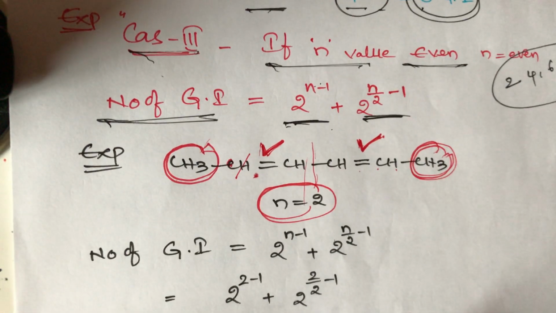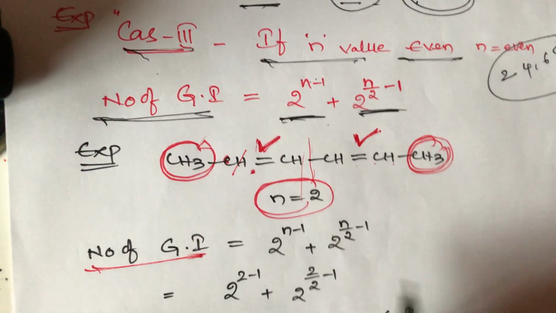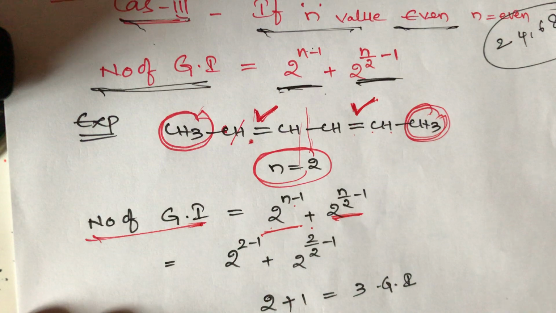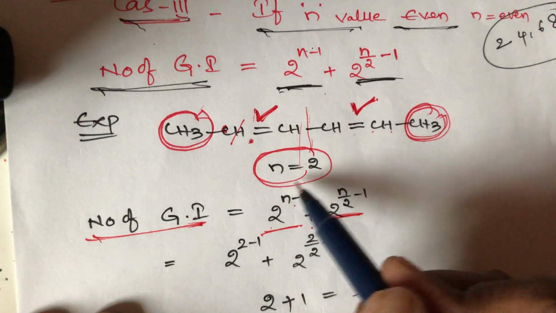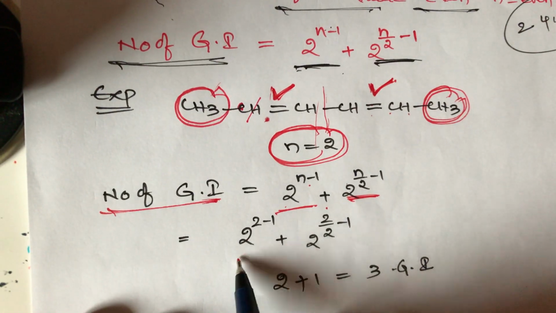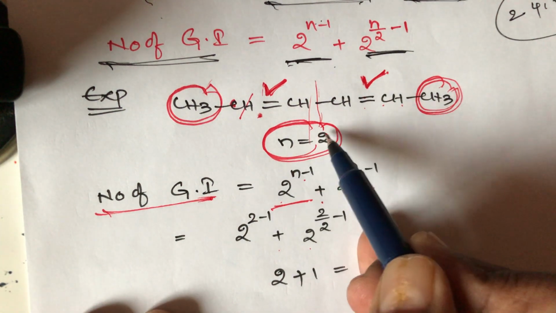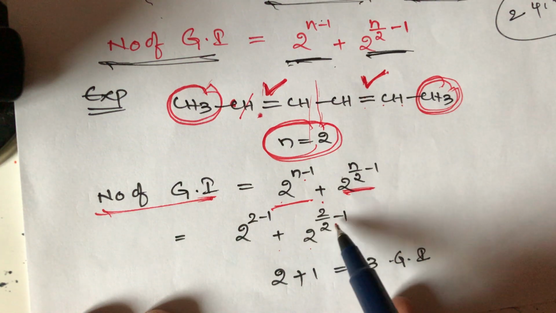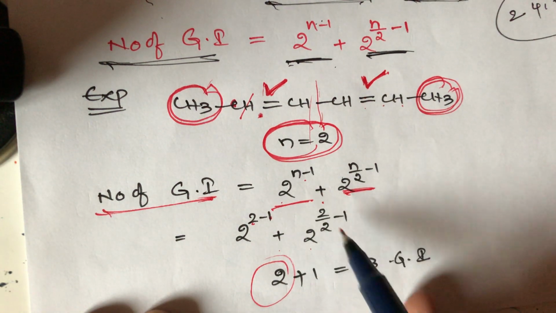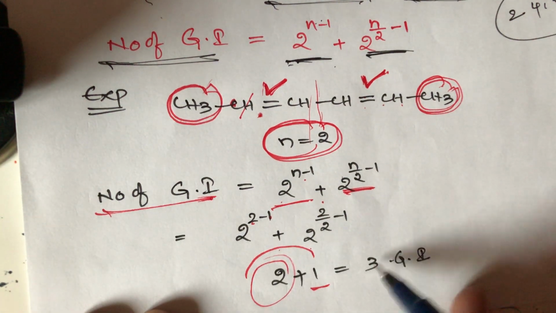I gave the even number formula for finding geometrical isomerism in a symmetrical system. The number of geometrical isomers formula is 2 to the power n minus 1 plus 2 to the power n by 2 minus 1. This is the simple formula, students. Now substitute the n value, which is 2, in this formula: 2 to the power 2 minus 1 plus 2 to the power 2 by 2 minus 1. So 2 to the power 1 is 2, and 2 to the power 2 by 2 minus 1, that is 1. So the total final answer is 3.